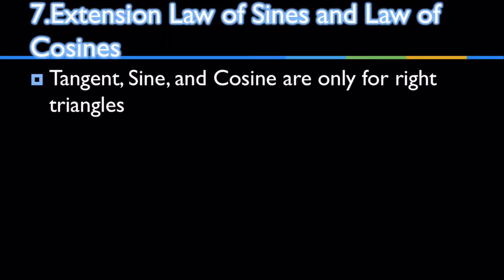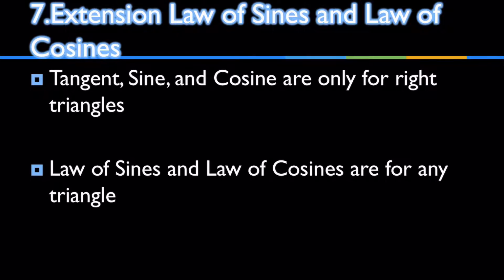See, the reason why we have this is tangent, sine, and cosine are only for right triangles. The law of sines and law of cosines are for any triangle. And don't you want to be able to solve any triangle and not just right triangles? That's right, that's what I thought.